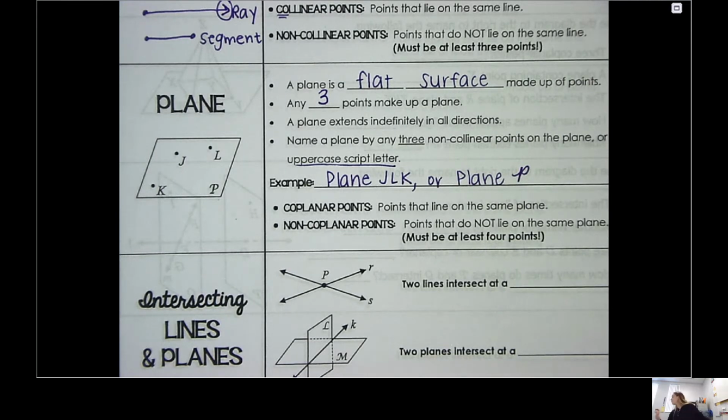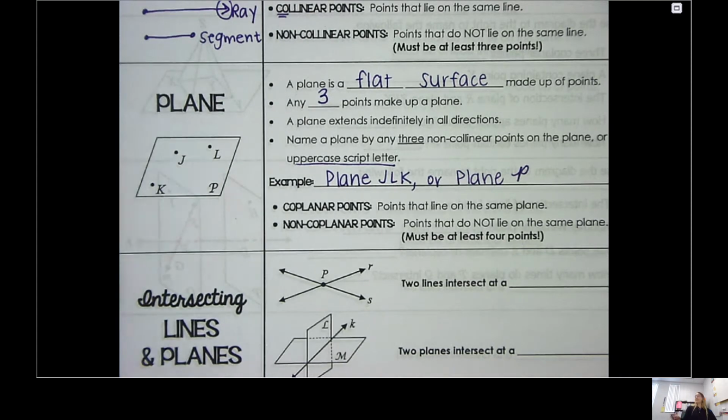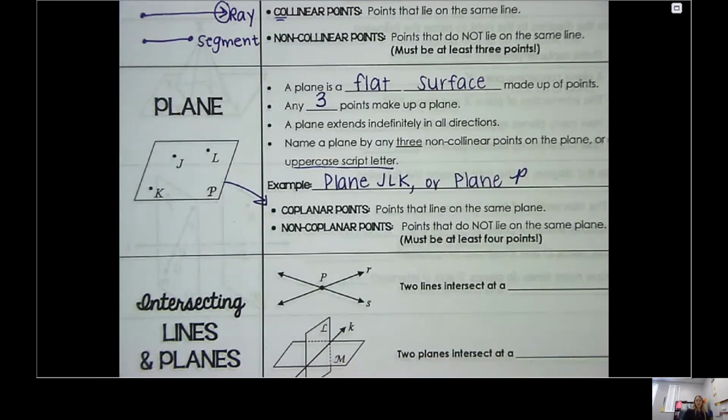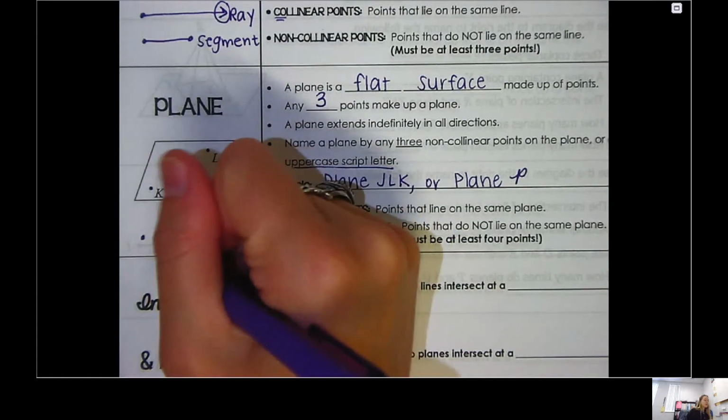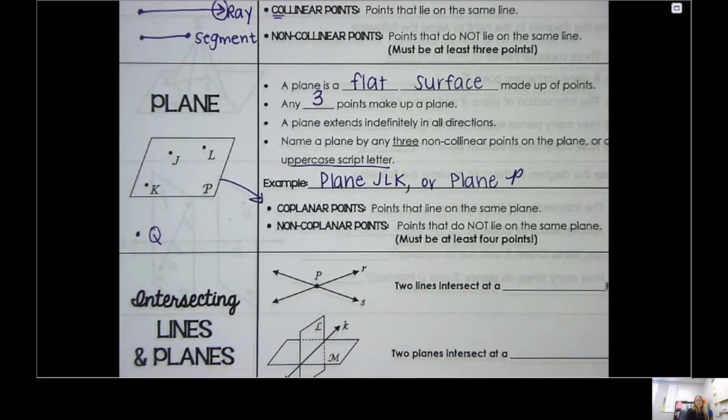Okay, coplanar points, just like the last word, co means together. So coplanar points are on the same flat surface. Non-coplanar points are not on the same flat surface, so they should be inside the same box. Are these 3 points inside the same box? Yes, so these are coplanar points because they're inside the same box. If I were to put a point Q out here, is that inside that plane? No, so that would be non-coplanar because it's on the outside of it.